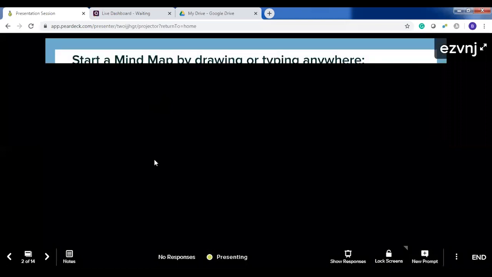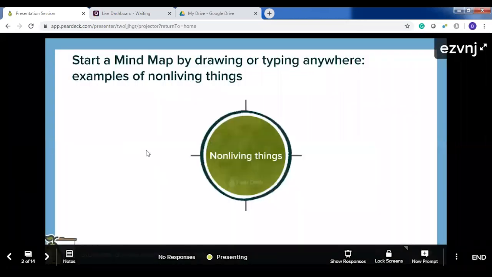Now here you have a mind map. If you click on this page, you can write on it. So you are going to write or draw any example of a non-living thing. Okay? So just click here and you can write examples or anything that you want. So you have 1 minute.